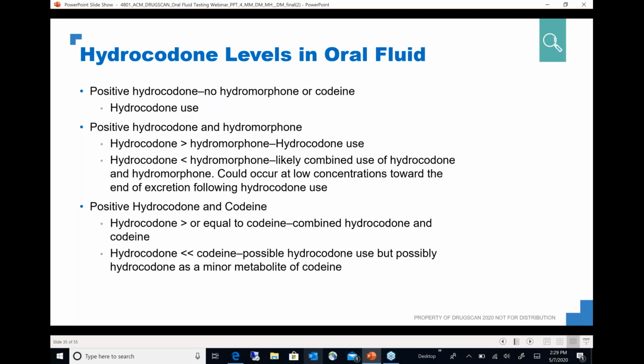Those of you that are familiar with looking at urine drug test results for individuals who have used codeine, a vast majority of the individuals using codeine will show low levels in urine of hydrocodone, norhydrocodone, and possibly hydromorphone. This is the same scenario where we may see some hydrocodone in individuals using codeine.